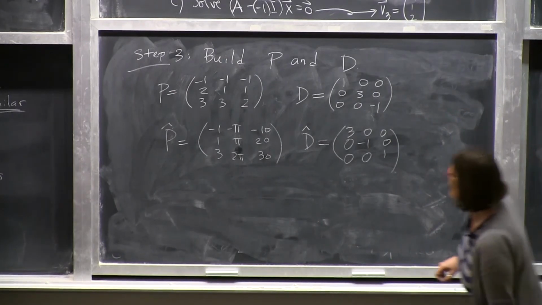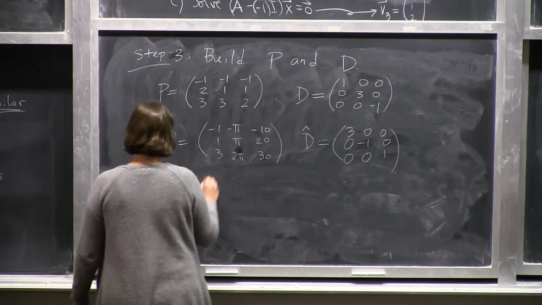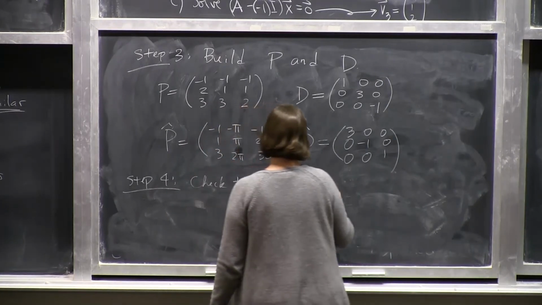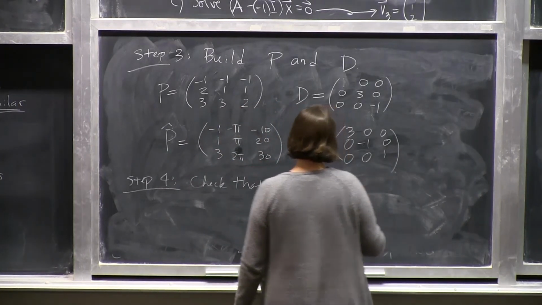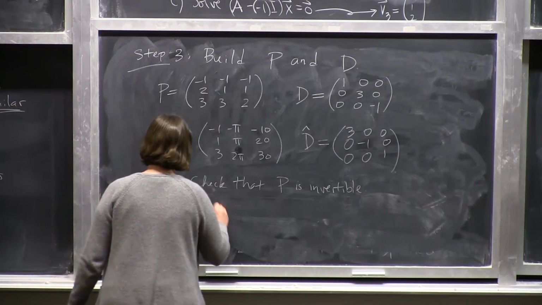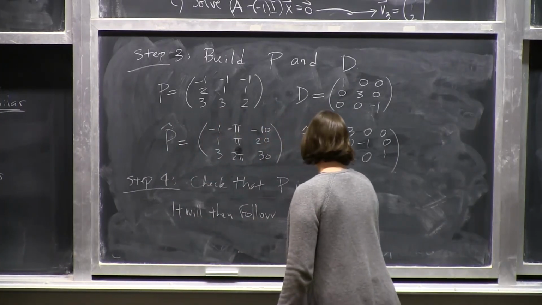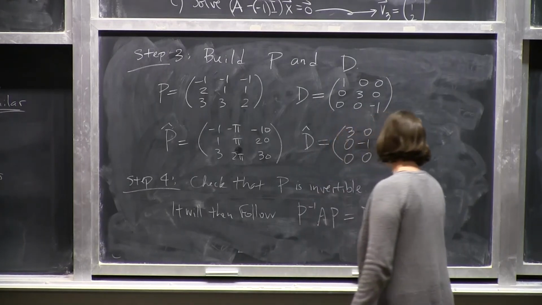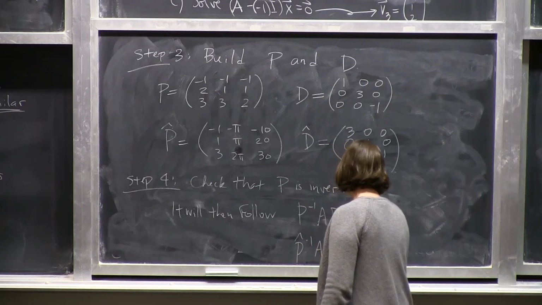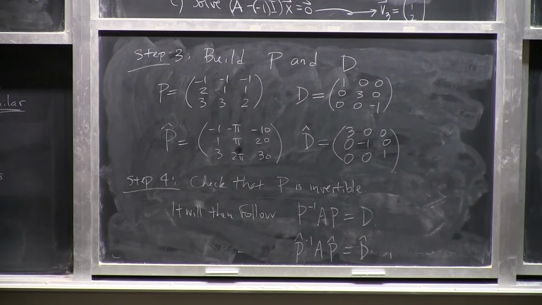Okay? Now, step 4, check that P is invertible. If P is invertible, it will then follow that P inverse A P is equal to D, or P hat inverse A P hat is D hat. Students 1 and 2 will have diagonalized their matrices correctly.